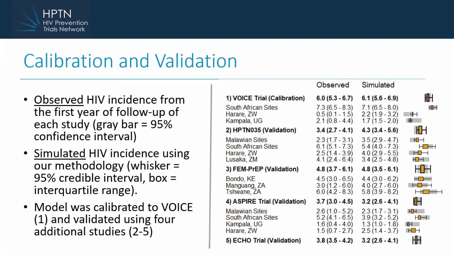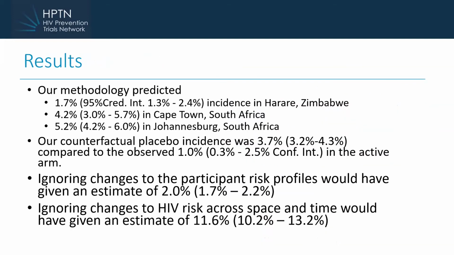We have broken down the comparison between the observed data and our model by study and country. The left column is the observed placebo incidence and associated 95% confidence interval. And the right column is the prediction from our model with a 95% credible interval. Overall, there is good agreement between our prediction and the observed incidence.